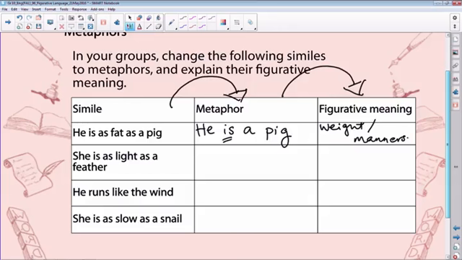So this is what you're going to do. I'm going to give you 3 minutes, and you are going to change the last 3 similes: she is as light as a feather, he runs like the wind, and she is as slow as a snail. You're going to change them into metaphors. Remember, you need to get rid of the as, and you need to get rid of the like. Then, in your groups or in your pairs, discuss what the figurative meaning of each of these is. I'll see you back in 3 minutes.